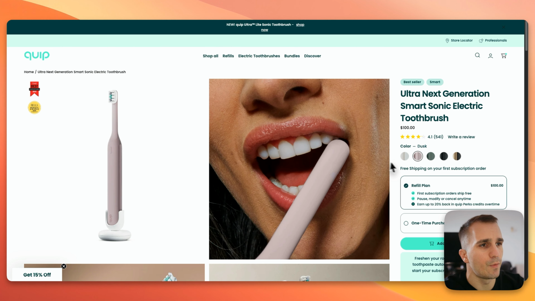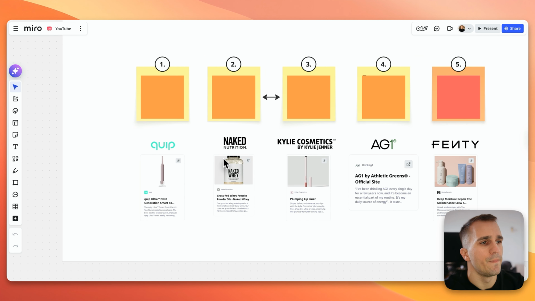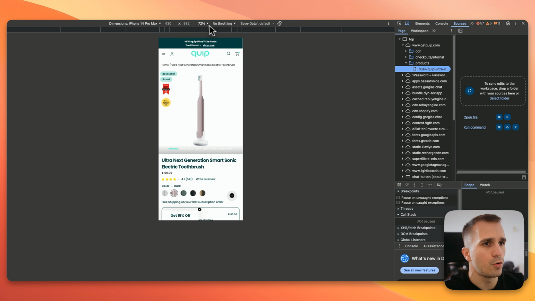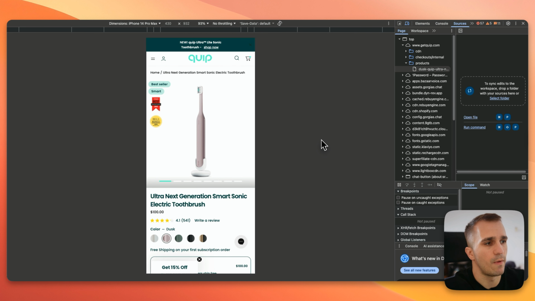So the first thing that we're going to cover, and the first example that we have here, is from Quip. The first thing that is going to help you on your product page with increasing the conversion rate is having very well optimized images. I'm going to review this on their store, and everything that we're going to review is going to be from the mobile perspective because I assume most of your visitors are on mobile phones as well. So let's cover what well optimized images means.